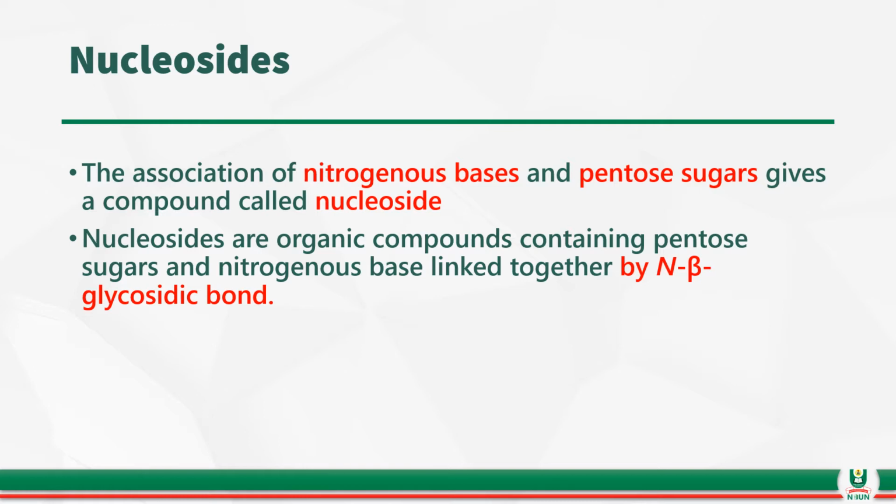The nitrogenous bases and the pentose sugars are associated or linked by a type of bond known as the N-beta glycosidic bond. I hope we're not going too fast. I'm sure you'll be wondering, what are nitrogenous bases? Because I believe by now you already know what pentose sugars are. So let's start from somewhere.